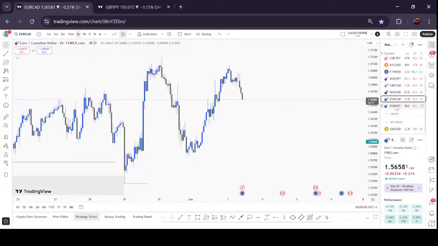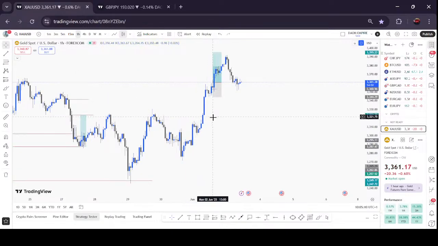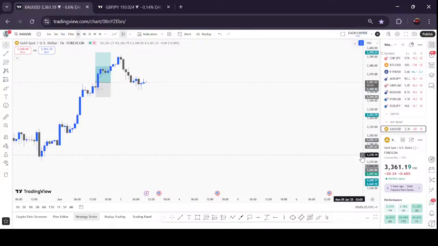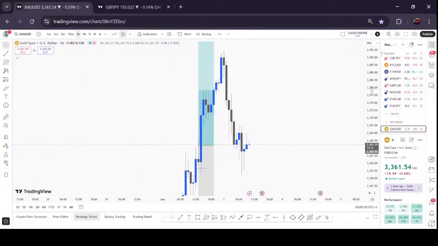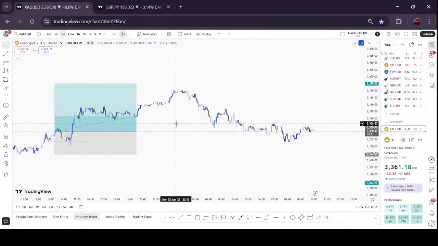Okay, so Euro JPY. What's going on with gold? Gold is likely to buy. So let me look at what's going on with gold. It's rejecting from here right now. Going to the 5 minutes time frame. Let's see.